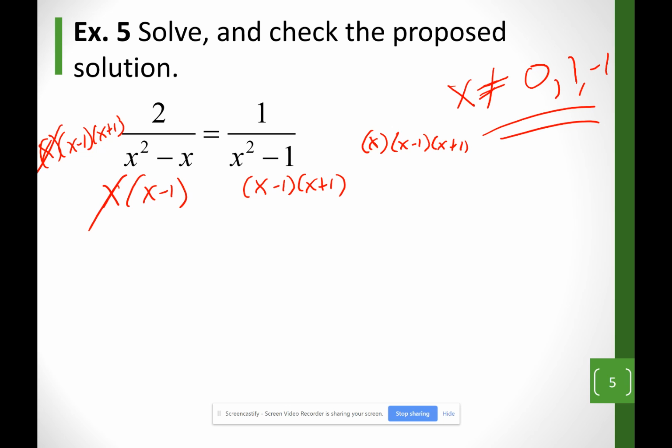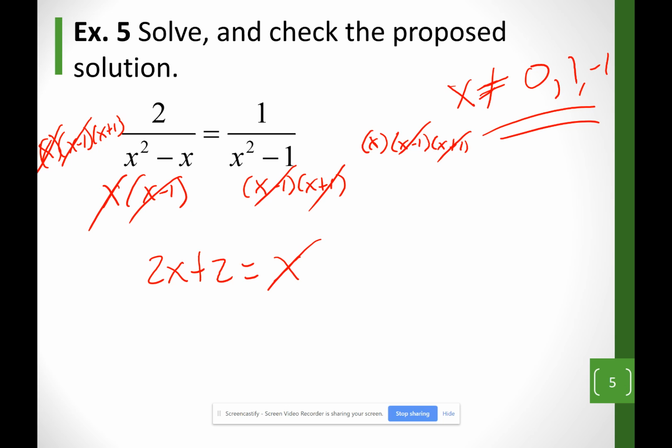So this x cancels out. This x minus 1 cancels out. Now on the top, x plus 1 multiplied by 2, I get 2x plus 2. Don't forget to distribute the 2. Equals, on this side, x minus 1 cancels out there. x plus 1 cancels out there. And I get 1x. Cool.